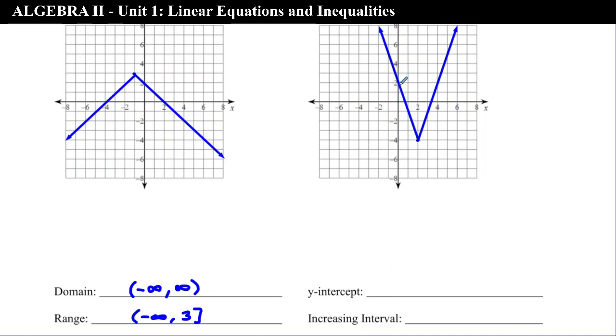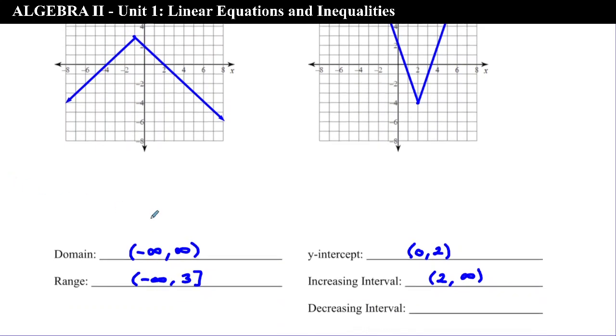All right, over here, let's find what our y-intercept is. Well, that's pretty easy to find. It's (0, 2). Let's find where we're increasing. Well, we're increasing on the interval from 2 to infinity because it goes infinitely to the right. And then we are decreasing from negative infinity to 2. So we'll fill that in here.